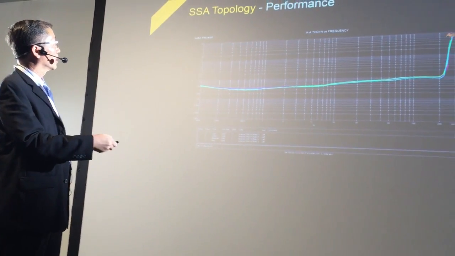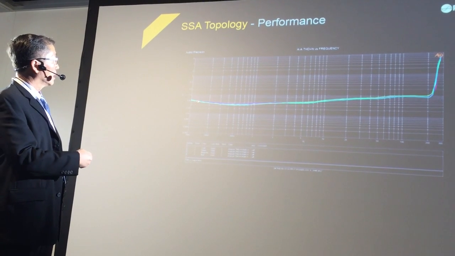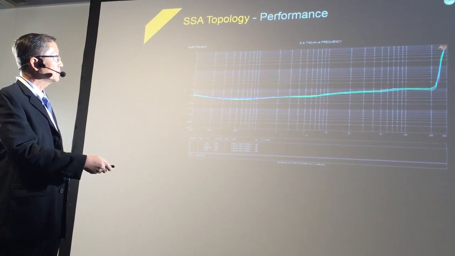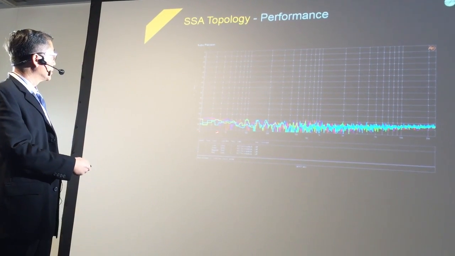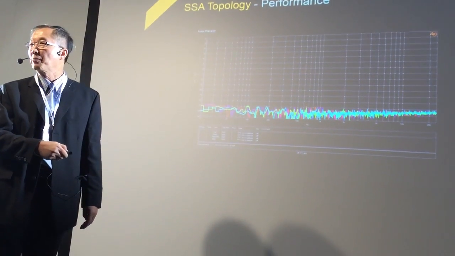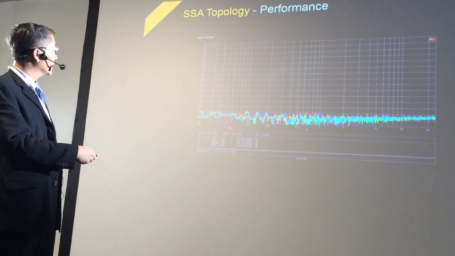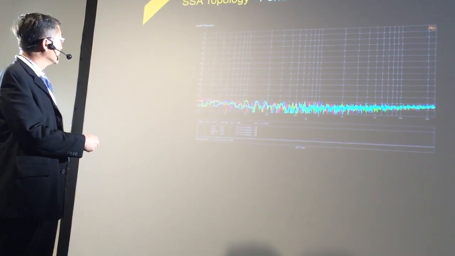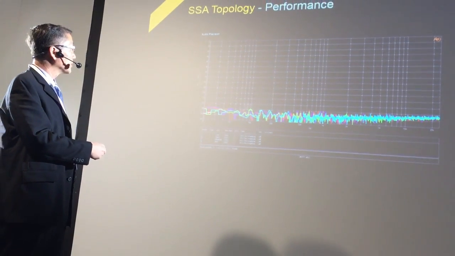So this is a curve of distortion versus output power. You can see it's very consistent. Then we see the noise floor in a multi-channel amplifier. There's no strange noise. Everything is below 130 dB in the FFT.